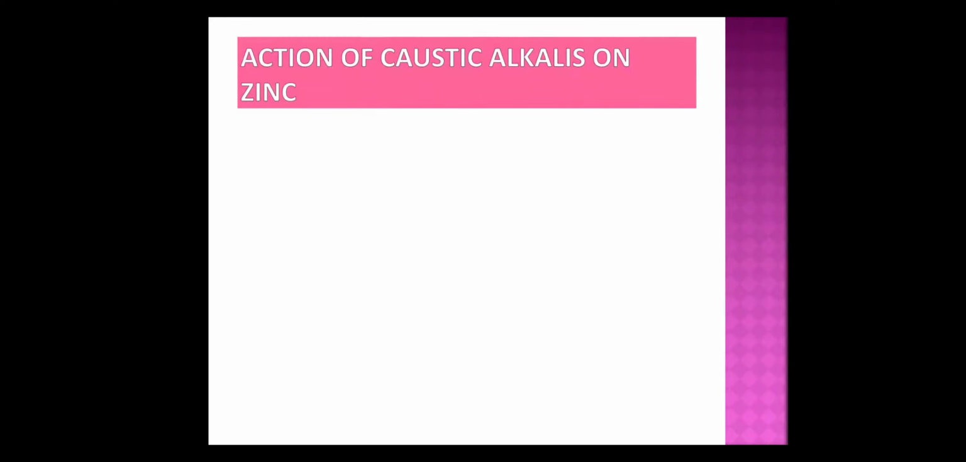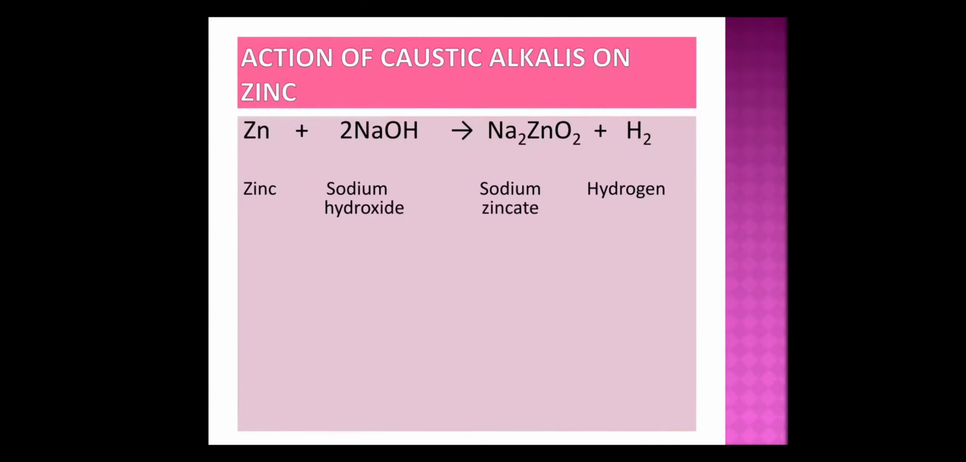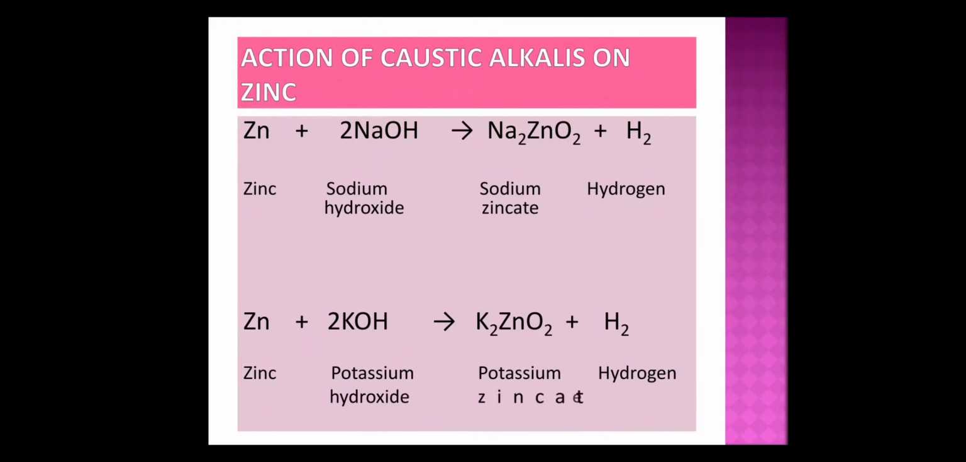So first let us start with the action of zinc on caustic alkalis. So how does zinc react with the caustic alkalis? Let's start with sodium hydroxide first. Zinc reacts with sodium hydroxide to give sodium zincate and hydrogen gas. Zinc reacts with potassium hydroxide to give potassium zincate and hydrogen. So with sodium hydroxide it gives sodium zincate and with potassium hydroxide it gives potassium zincate.